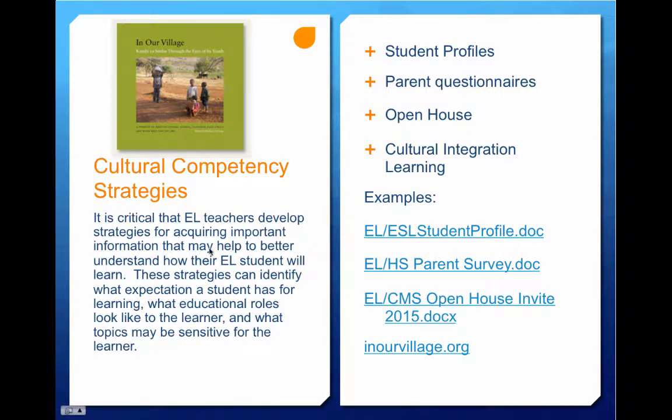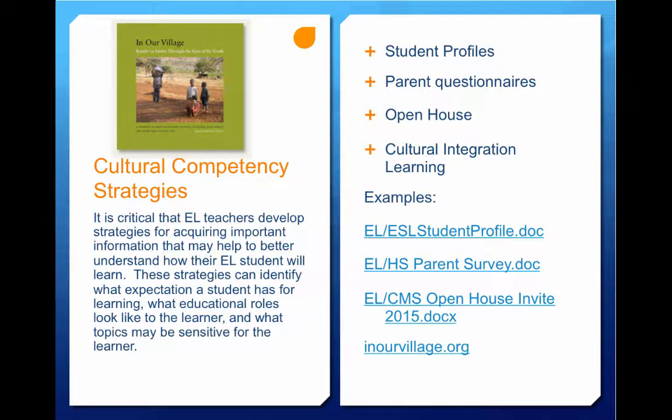These strategies can identify what expectations a student has for learning and what educational roles look like to the learner. In other words, it's important for us to realize what education looks like to a student. What do they expect teachers to do? What do they think school looks like? What did school look like for them? And what topics are sensitive or difficult for them? These things are important for students, and they're important for teachers.